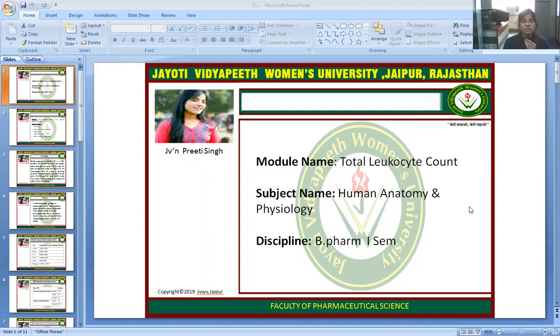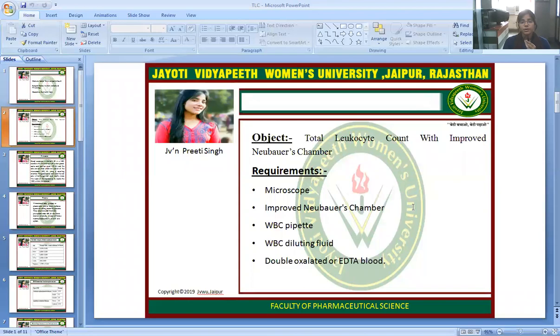Today, I will discuss the practical protocol belonging to the human anatomy and physiology practical. Today's topic is total leukocyte count. This practical belongs to the B Pharm first semester students. This is a very important topic for performing the practical. So the objective is total leukocyte count with the improved Neubauer chamber.